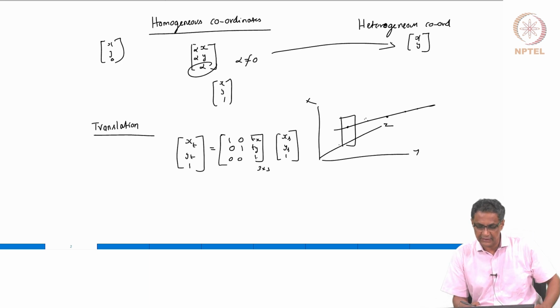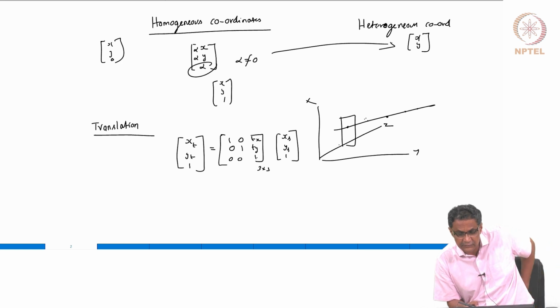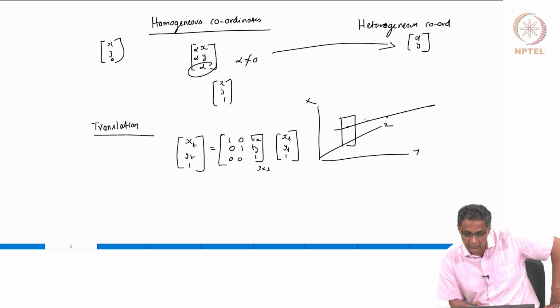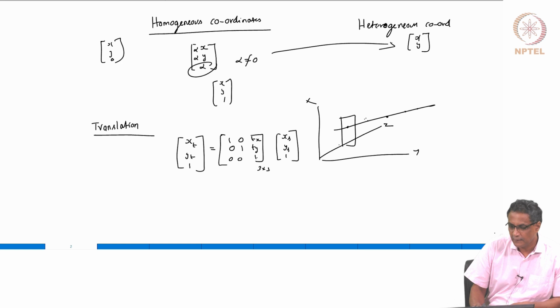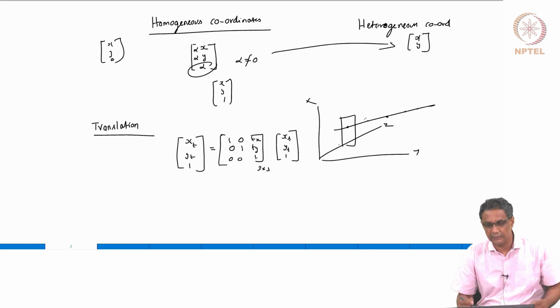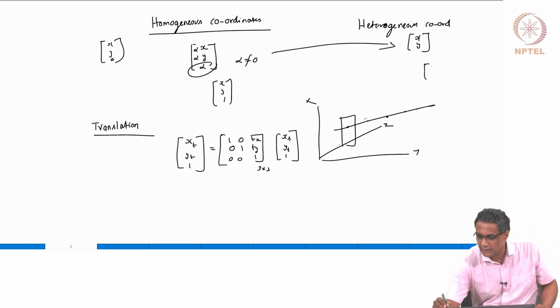So you see, this is x t equal to x s plus t x, y t equal to y s plus t y, and 1 equal to 1. So it is exactly what we had earlier, but now it looks like a direct transformation. Otherwise, I would have asked you to write x t, y t equal to x s, y s plus t x, t y as a 2 cross 2 operation.